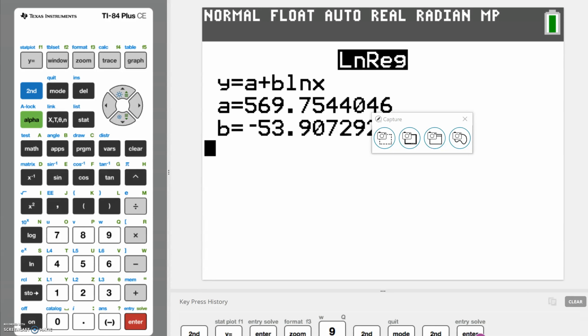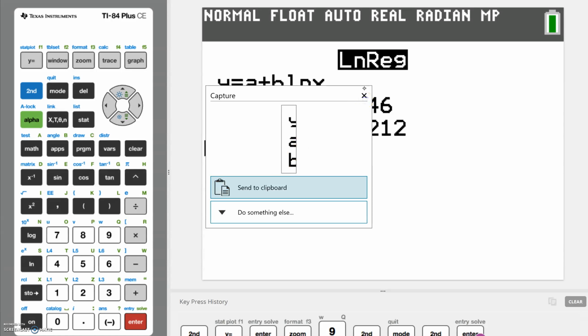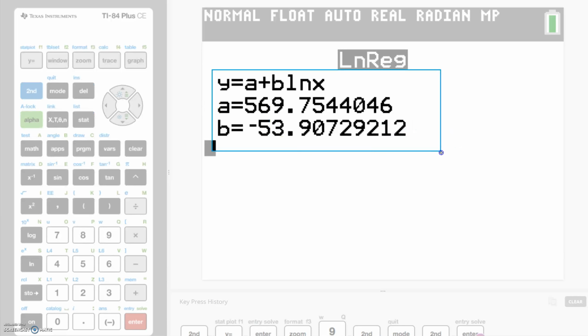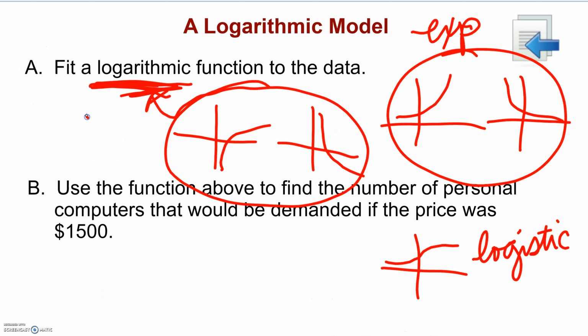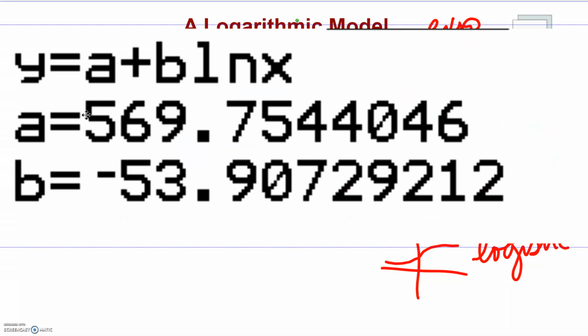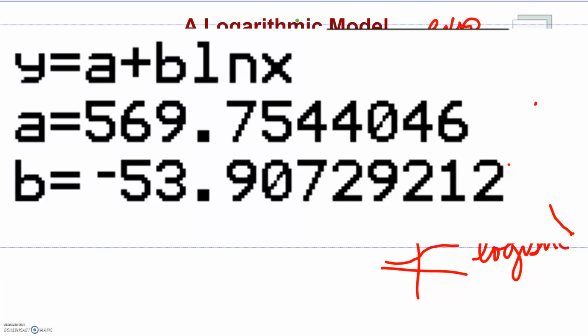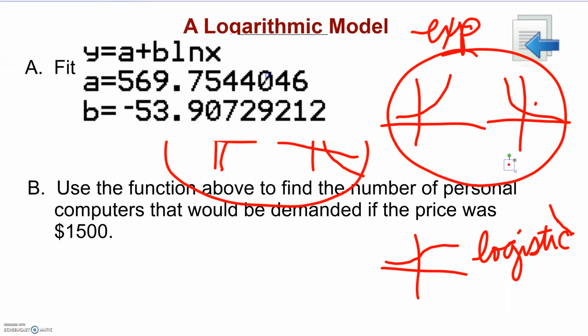So let me just copy that over. Oh, nope, that was wrong. Try that again. Copy that. Okay, so here's my equation, really humongous. There we go.